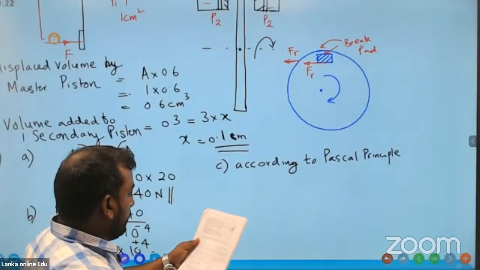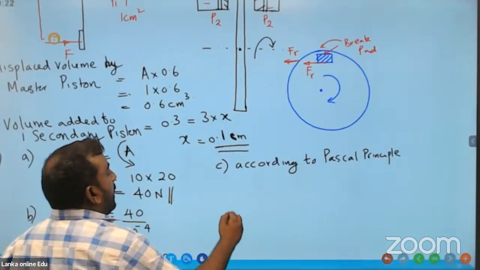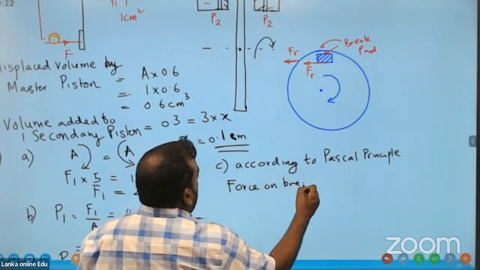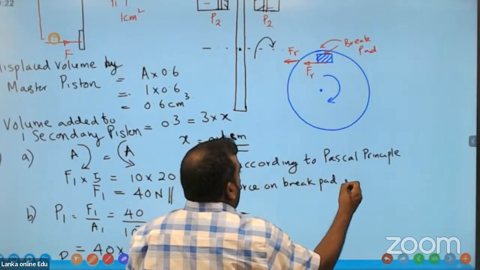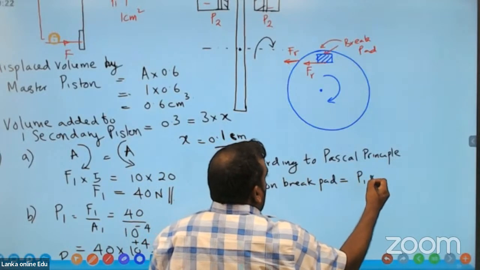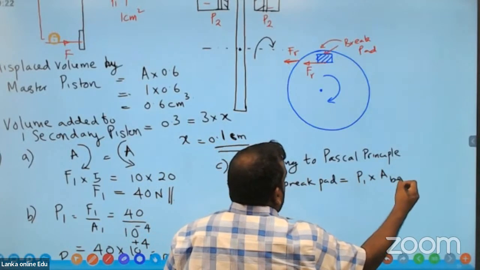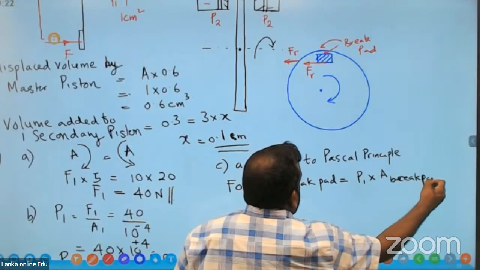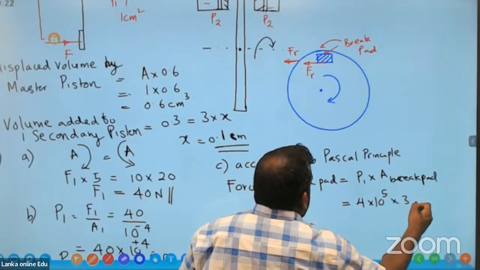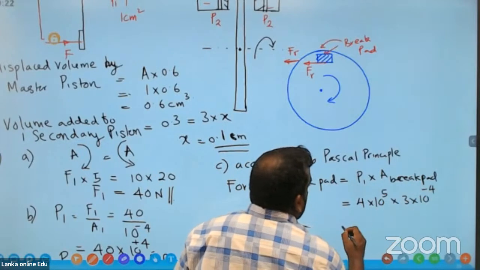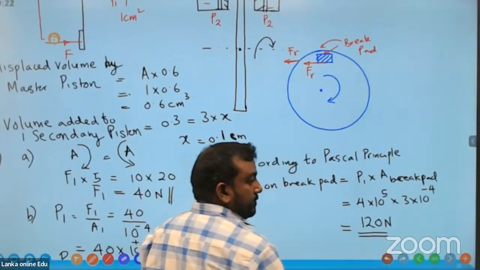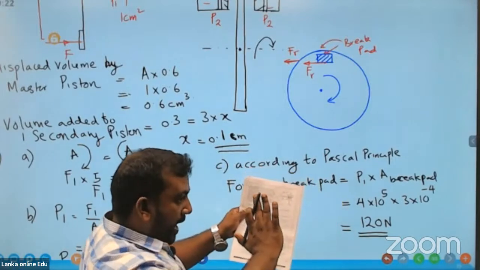They're asking you the force exerted on the brake pad. Force on the brake pad is pressure multiplied by the area of the brake pad. Pressure is equal to 4 times 10 to the power 5, same pressure. Area 3 centimeters squared, there you go. Simplified, force is 120 Newton. Force on one brake pad is 120 Newton.